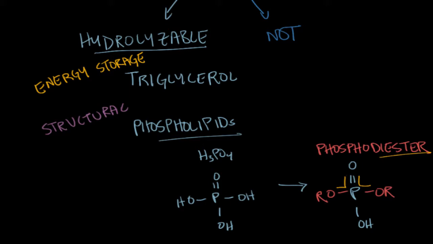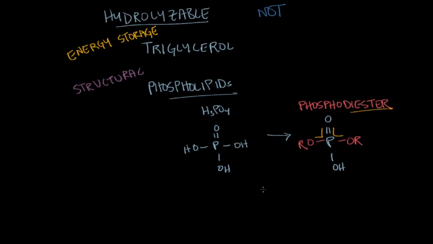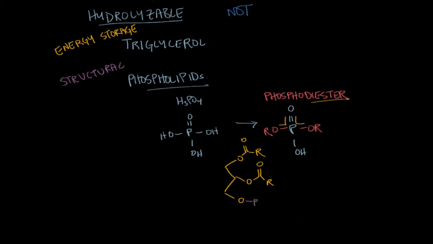This is the form that phosphorus is going to come into play for our lipids. So if we start with triglycerol, which is that basic hydrolyzable lipid, I better go ahead and draw out triglycerol here. So this is triglycerol, and if we replace this lower fatty acid chain, remember all of these are fatty acids, with a phosphodiester, it's going to look like this. So this would be one of the OR groups. This whole rest of the molecule would be the other OR group.